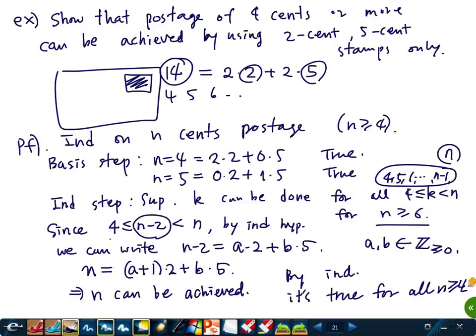This is an example of a strong induction. Here we didn't use n-1. That's why we used strong induction. If you use ordinary induction, you cannot assume this, because we only want to go from n-1 to n. But here we went from n-2 to n. So that's why we use a strong induction. Is this fine?